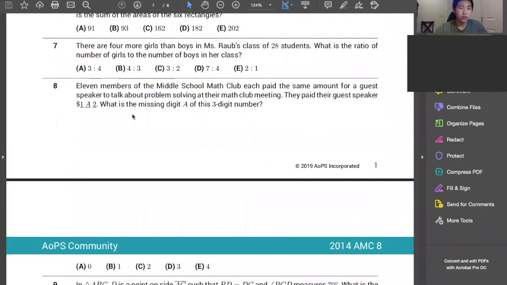Okay, so we need this number to be a multiple of 11, since the 11 people all paid the same amount. So what we just have to do is plug in each of these as the tens digit, and we would find that 3 would give us 132, which is 12 times 11. So each person pays $12. And so our answer is 3. So that's how you'd solve problem 8.